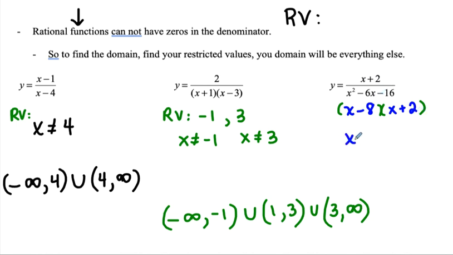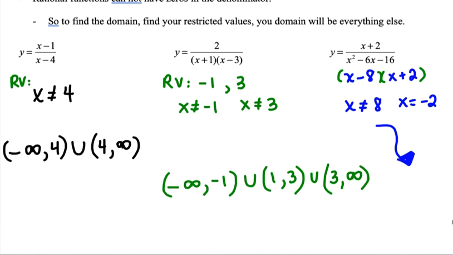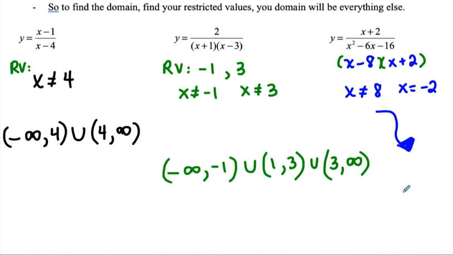So my restricted values are x cannot be 8 and x cannot be -2 because that would give me a 0 in the denominator. I'm going to ask you to try and see if you can write this with interval notation. Okay, don't worry if you don't get it. It is a complicated way to write it, and I am going to go over it, okay?